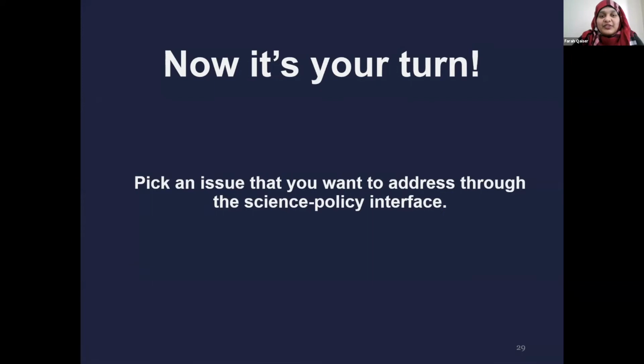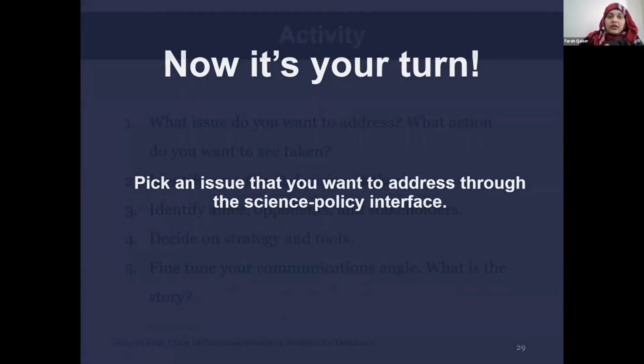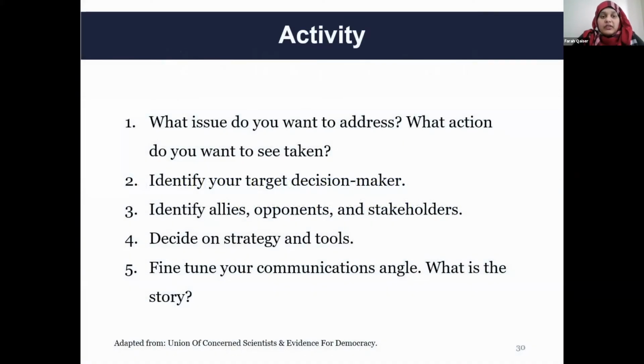Our activity for today is to get you all to pick an issue that you want to address through the science policy interface. And in terms of the activity, I've broken it down to 5 steps. Where the first step is, what issue do you want to address? What action do you want to see taken?